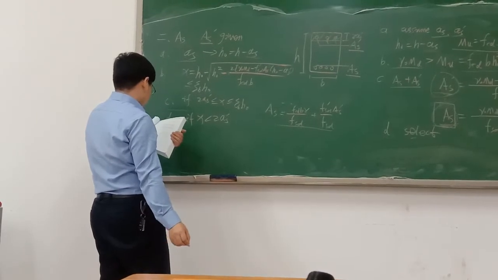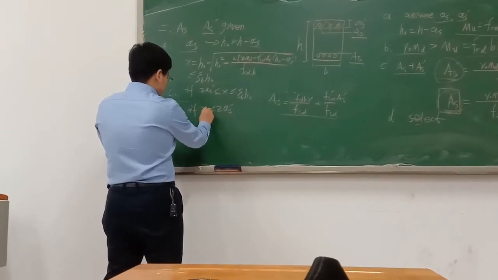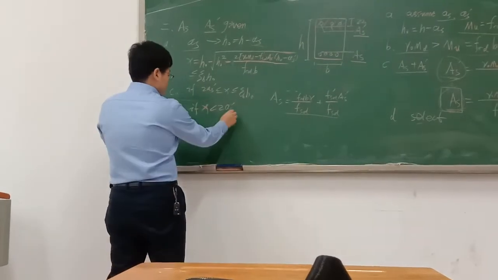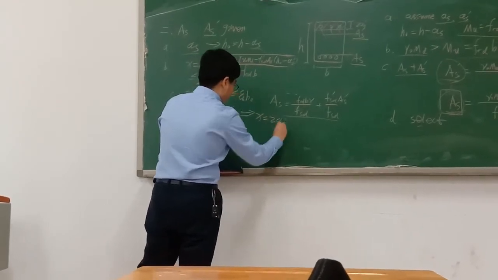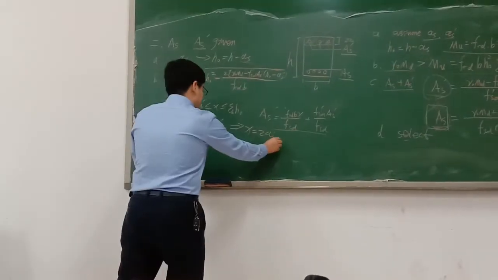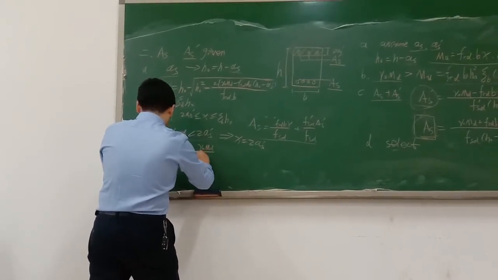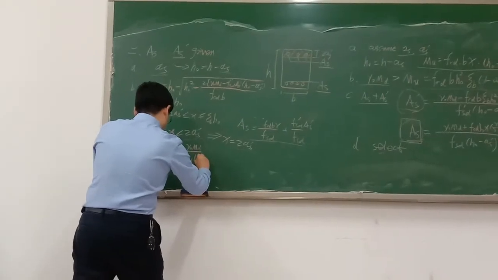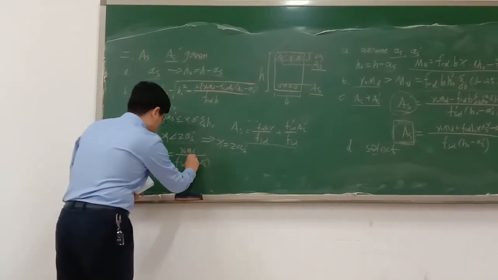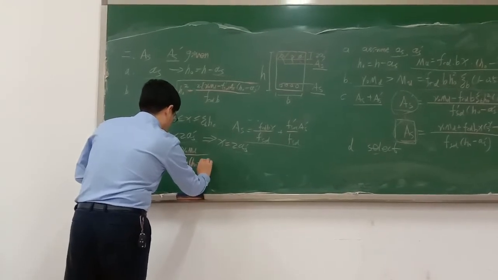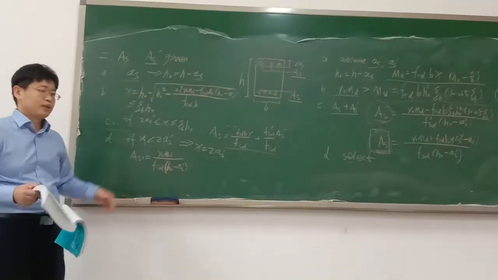how do we calculate the A_s? If x is smaller than this value, we normally use x equal to 2 times a_s', and then by this value we can get A_s equal to γ0 M_d divided by f_sd (h0 minus a_s'). A_s equal to this line.